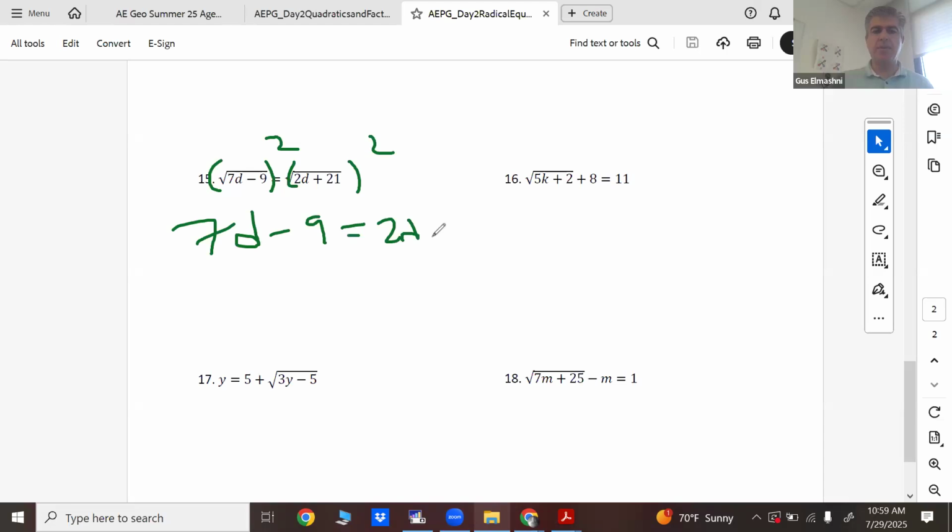And don't leave before I hand out the homework. So make sure you wait. So 5d equals 30. d equals 6. And it should work because you get root 33, yeah.